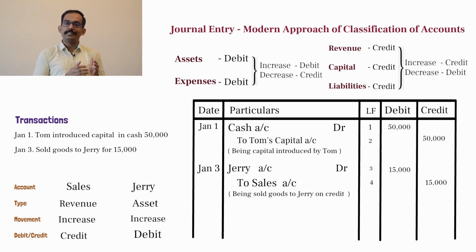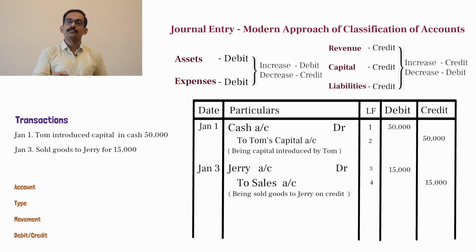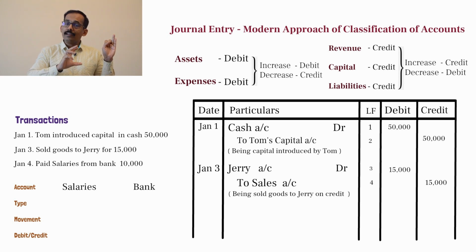Yet another example, January 4, paid salaries from bank 10,000. First step, identify the accounts. Salary is one account, bank is another account. Second, identify the type of account. Salary is an expense account and bank is an asset account. Third step, identify the movement that occurs in each account.